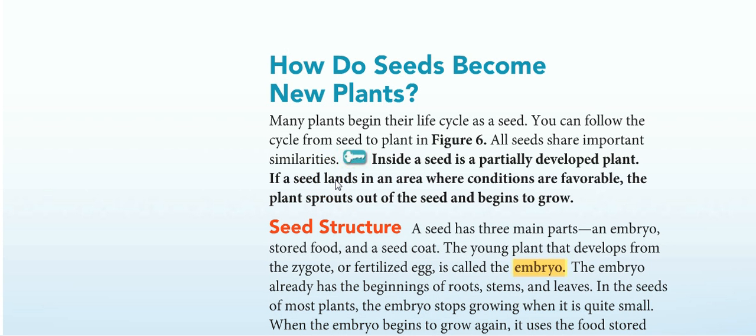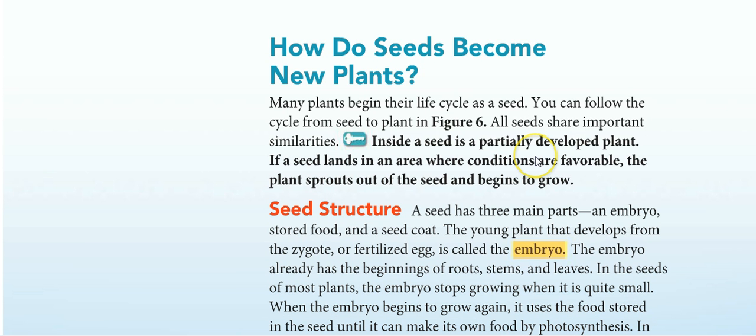So by now you may have already planted some seeds in science class. Many plants begin their life cycle as a seed. Not all of them. There are some that spread through spores, which we'll talk about later on. But if it does come from a seed, it has a partially developed plant inside of it. And we're going to take a look at that in class. Again, if you have not done so already, you'll be able to see the little plant inside the seed.